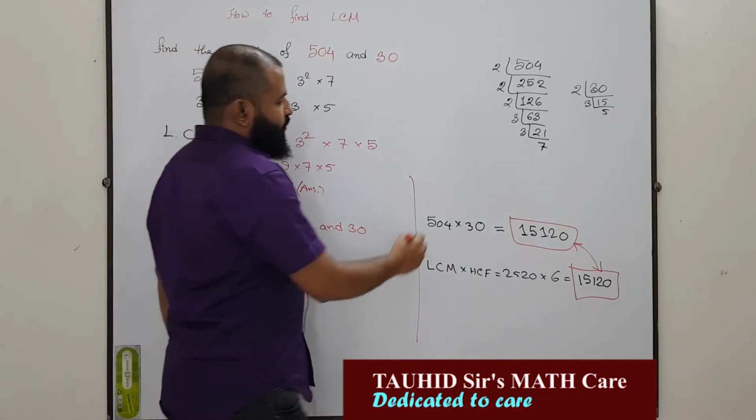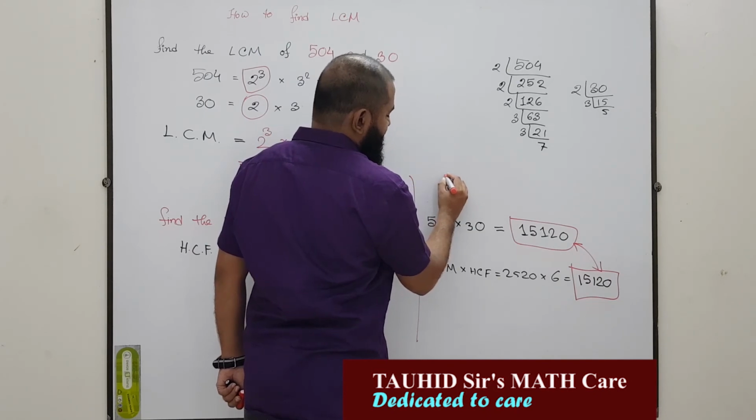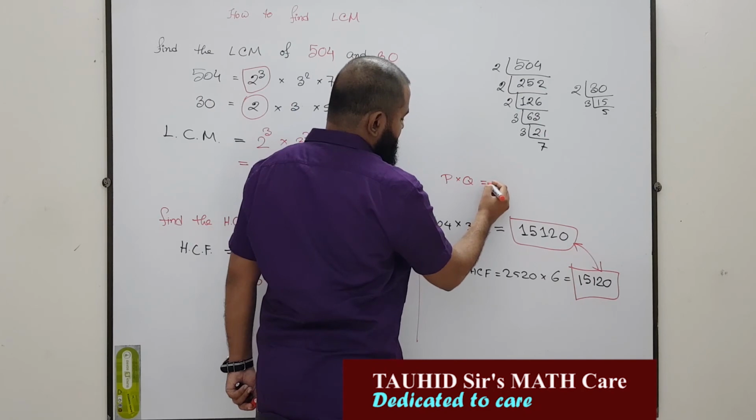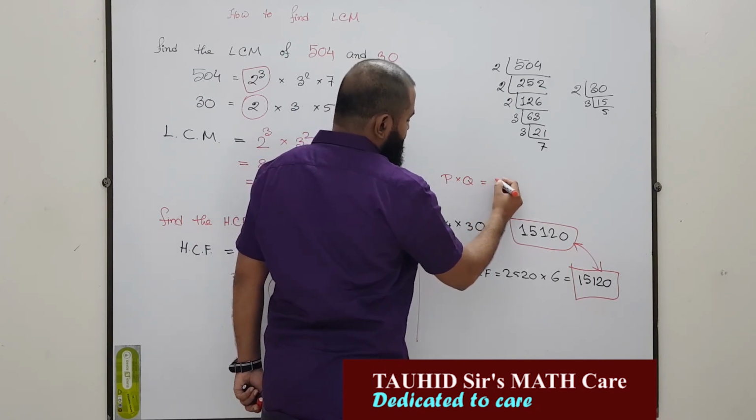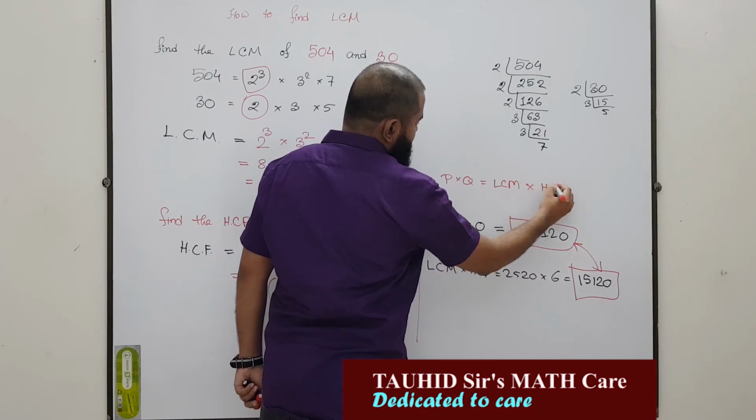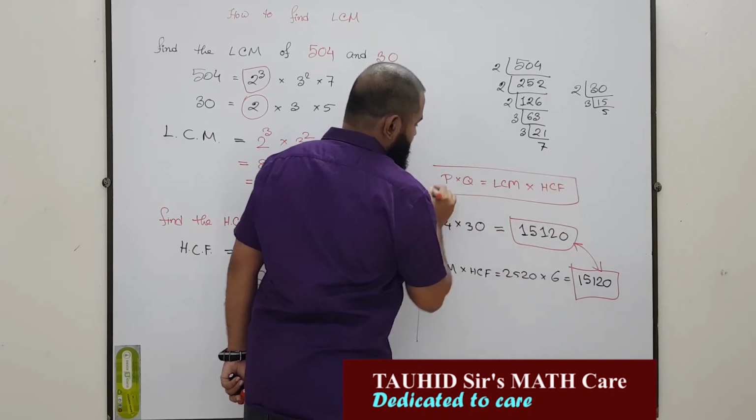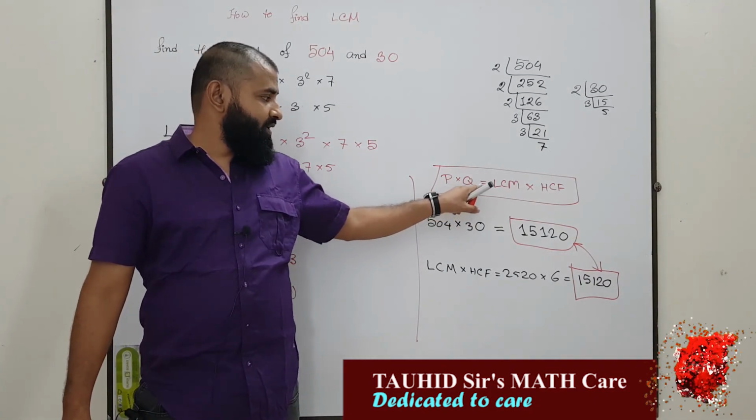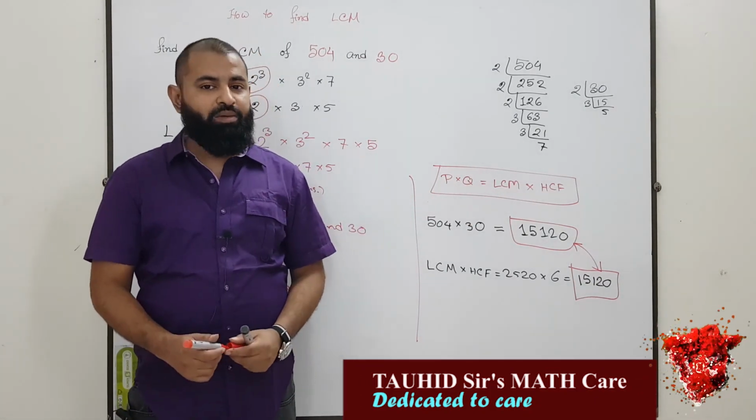So if we find the LCM and HCF of P and Q, the formula is: the multiplication of P and Q is equal to the product of LCM and HCF. Always remember that the product of the numbers is equal to the product of LCM and HCF.